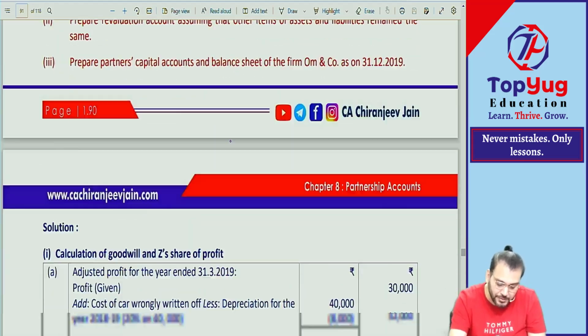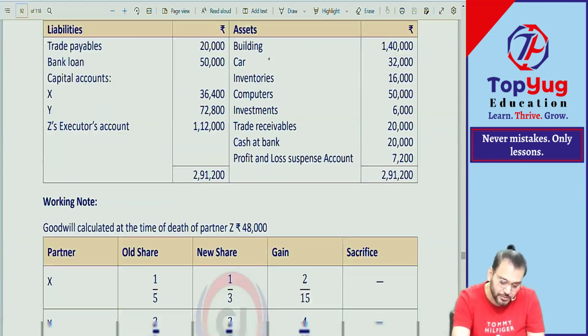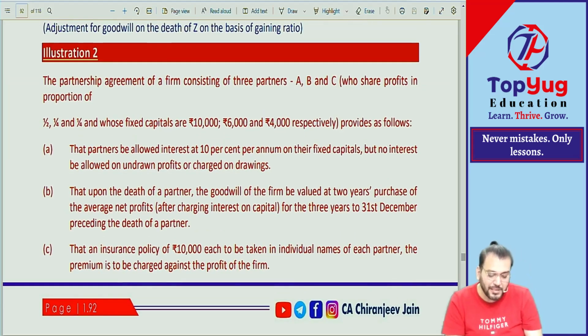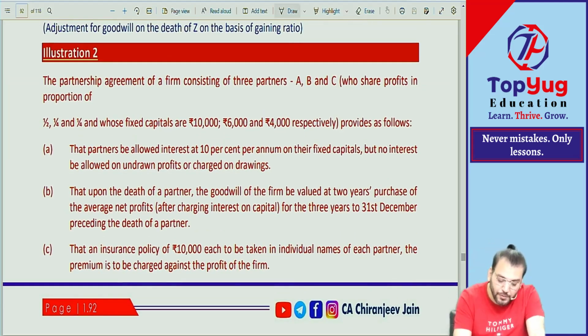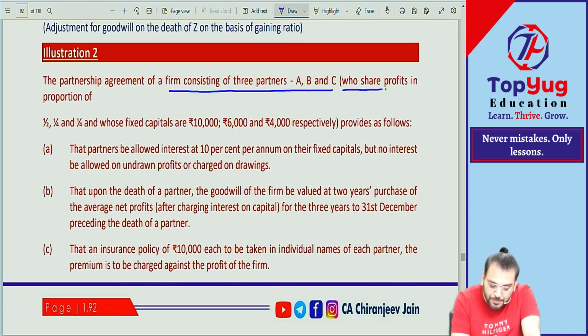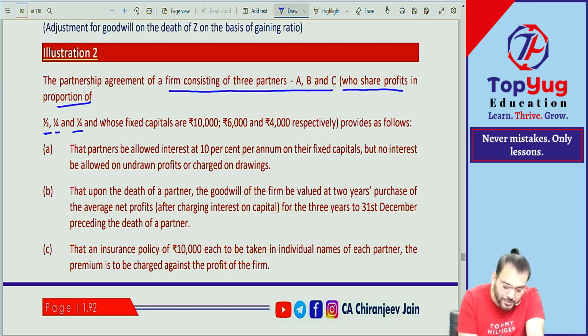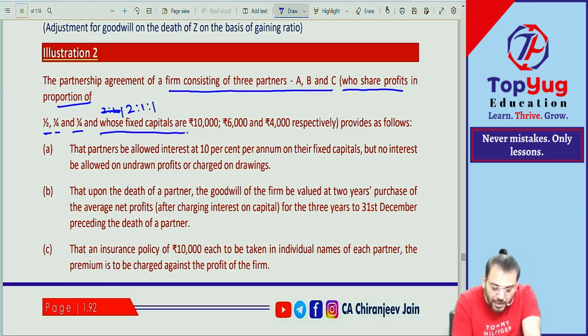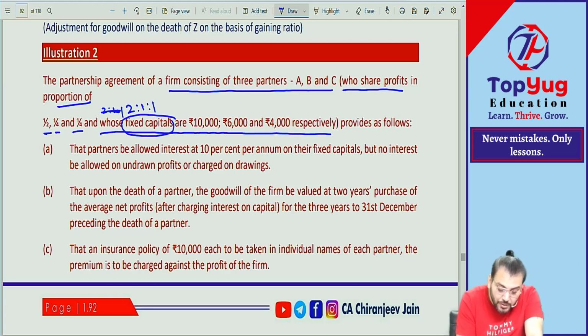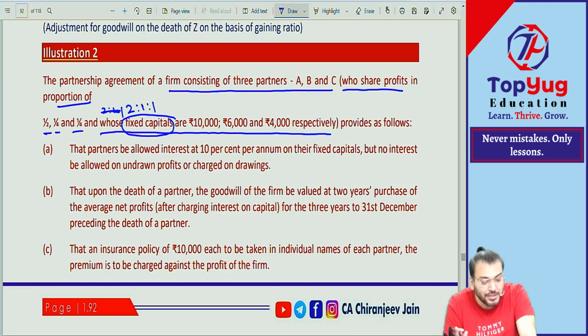Illustration number 1 we have done. Come to illustration number 2. The partnership agreement of a firm consisting of partners who share profit in the proportion of 1 by 2, 1 by 4, 1 by 4. Means it is 2 is to 1 is to 1. Correct, na? Whose fixed capital are this respectively. Means they are maintaining fixed capital, so all the adjustment will be done through current account.